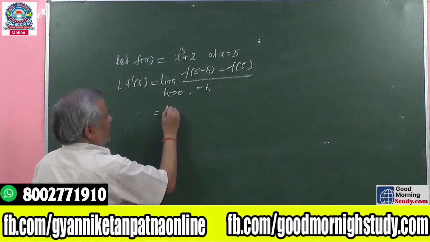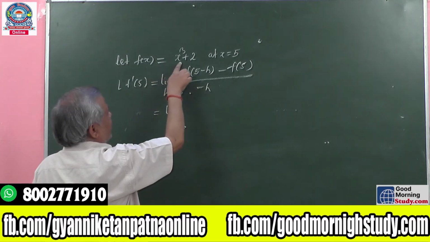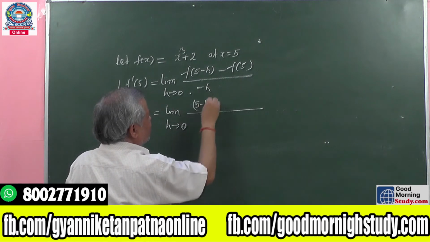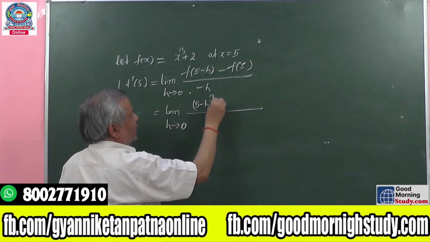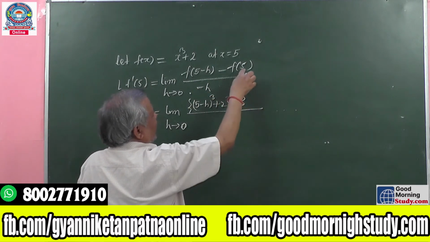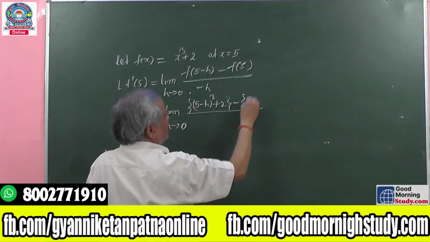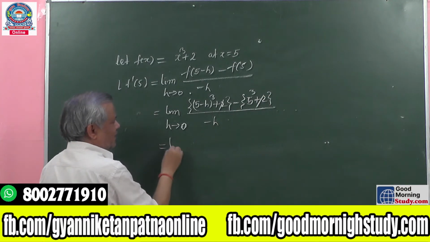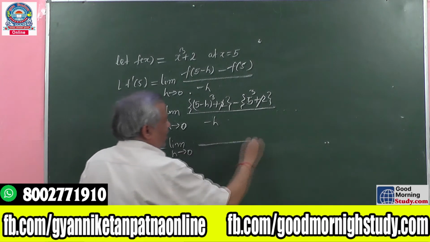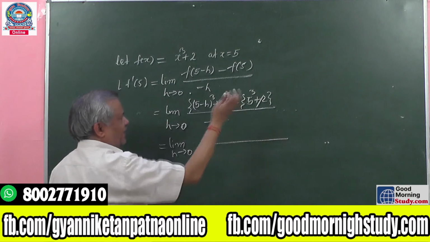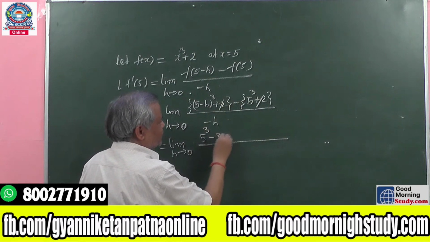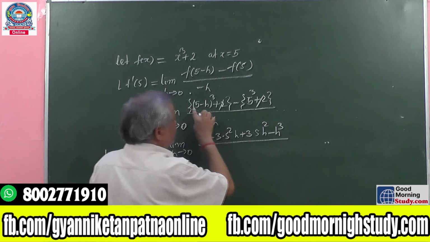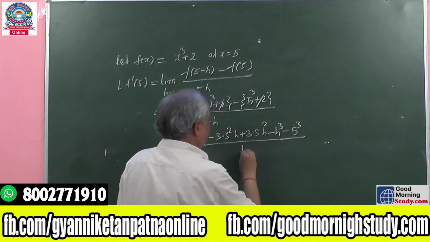For the left-hand derivative, limit h tends to 0, f(x) is x cube plus 2, so in place of x we have 5 - h. So (5 - h) cube plus 2 minus f(5), that is 5 to the power 3 plus 2, divided by -h. The plus 2 and minus 2 reduce to 0, and thereafter we simplify it. We expand it as (a - b) whole cube, that is a cube minus 3a square b plus 3a b square minus b cube, and then minus 5 cube, divided by -h.